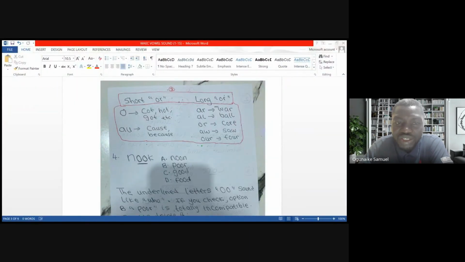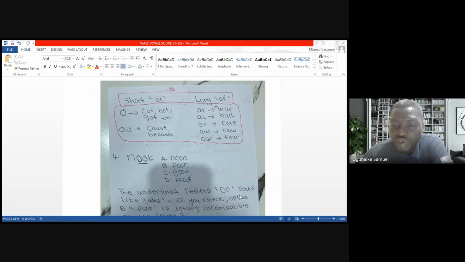Do you know the implication? The implication is, if I'm in the exam hall and I have this word, war, with AR underlined, there is no way COT can be the answer for it, because COT is a short O. So I need another one that will be long, maybe something like ball, AL, or something like core, OR, or something like saw, AW, or something like four, OUR. That is what to master.